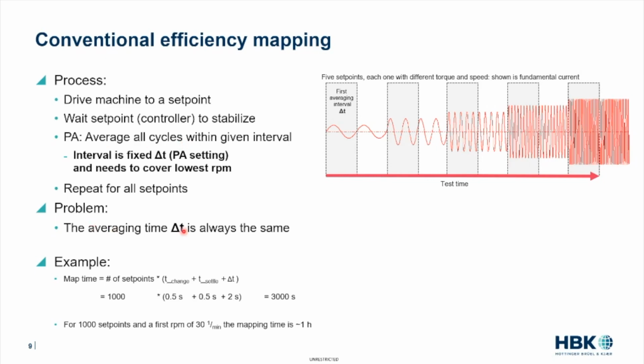And the problem is that this delta T is always the same and pretty long. If you run the math and say, let's make a map of 1,000 set points, and you want a change time of half a second between the set points, and then you wait half a second till your reading has settled, and then you measure for 2 seconds, that gives a total test time of about 3,000 seconds.